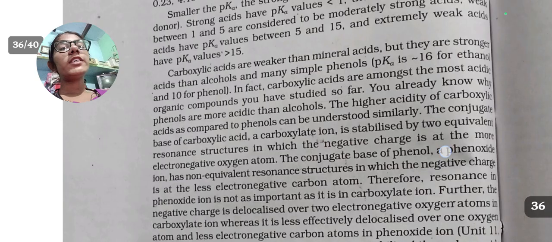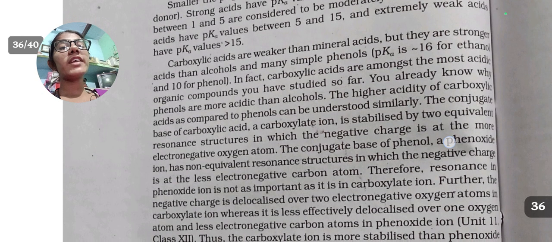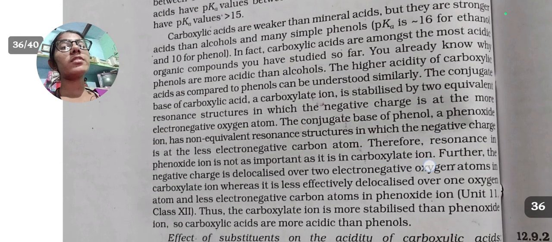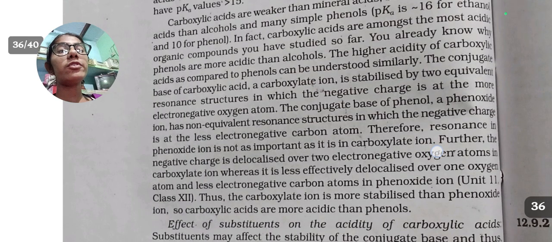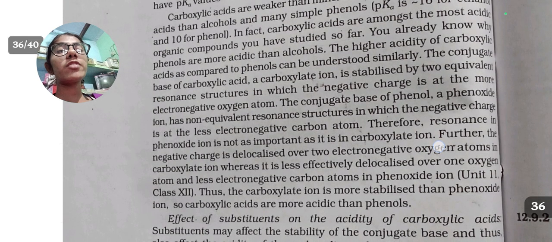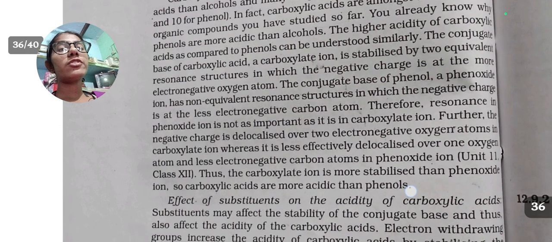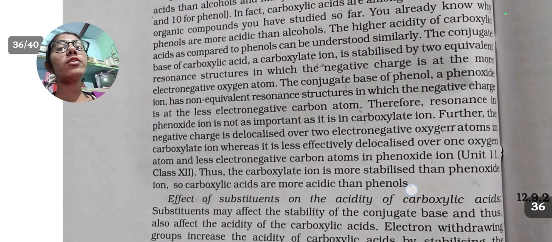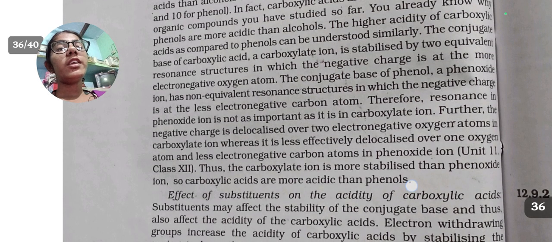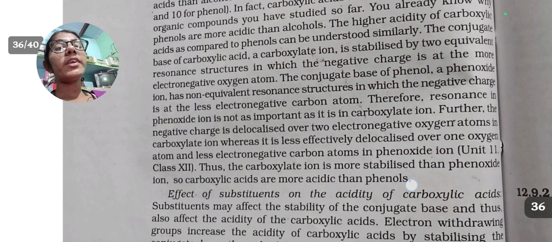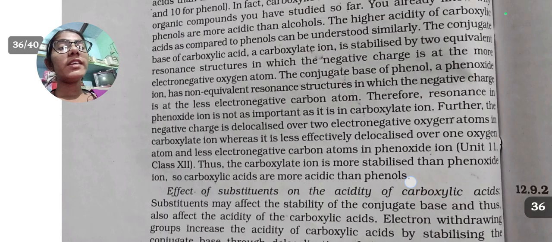You already know why phenols are more acidic than alcohols. The higher acidity of carboxylic acids compared to phenols can be understood similarly. The conjugate base of the carboxylic acid, the carboxylate ion, is stabilized by two equivalent resonance structures in which the negative charge is on the more electronegative oxygen atom. The conjugate base of phenol, the phenoxide ion, has non-equivalent resonance structures in which the negative charge is at the least electronegative carbon atom. Therefore, the resonance in the phenoxide ion is less important than in the carboxylate ion.